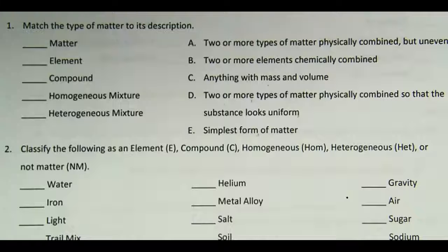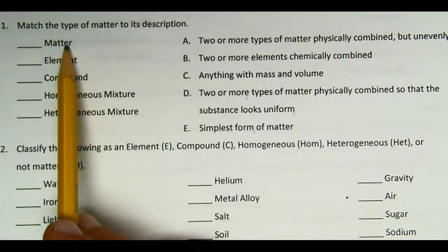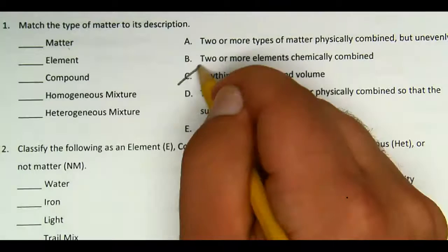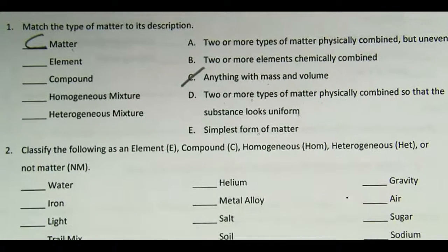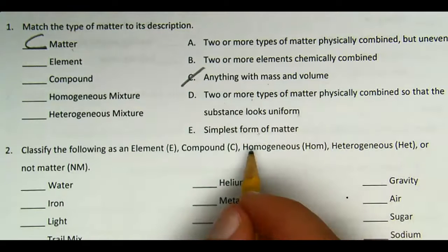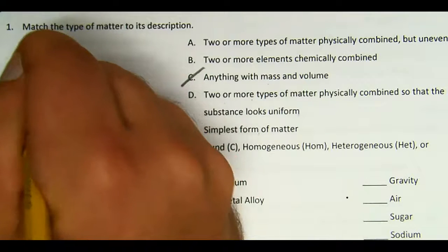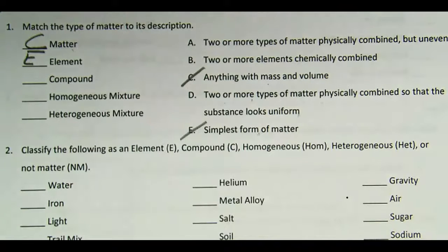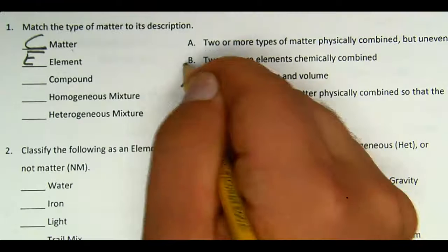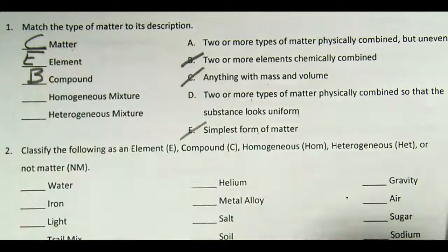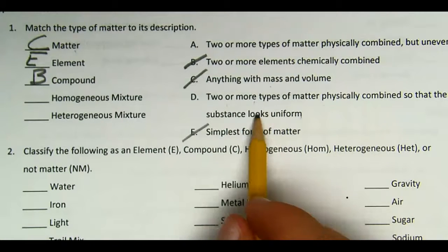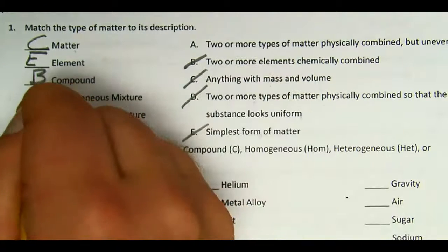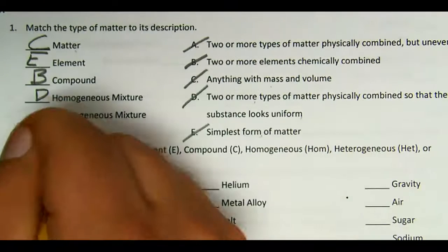Let's begin. Number 1 says matter. Matter is anything that takes up mass or volume, which is C. An element is going to be the simplest form of matter, which is E. A compound is 2 or more elements combined, which is B. A homogeneous mixture is 2 or more types physically combined, and they look uniform. They look the same. And then heterogeneous is they look different.